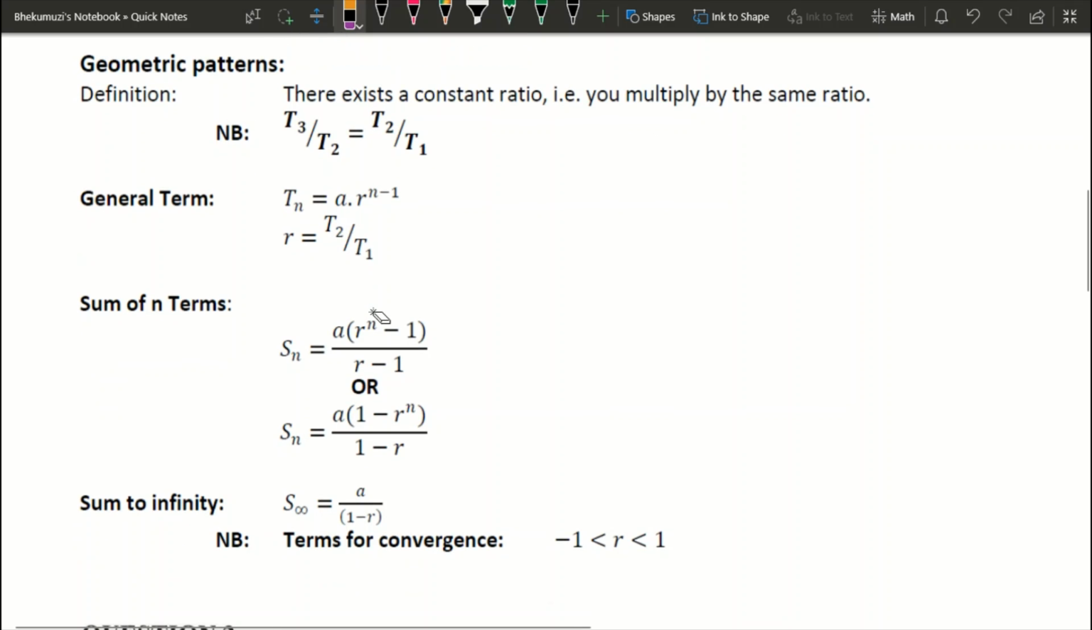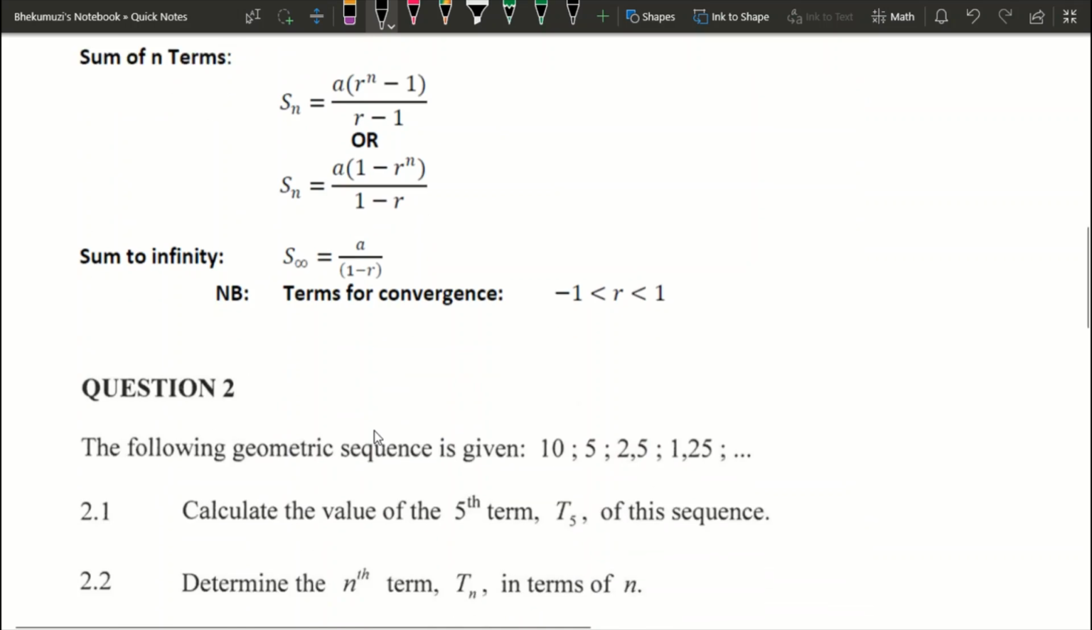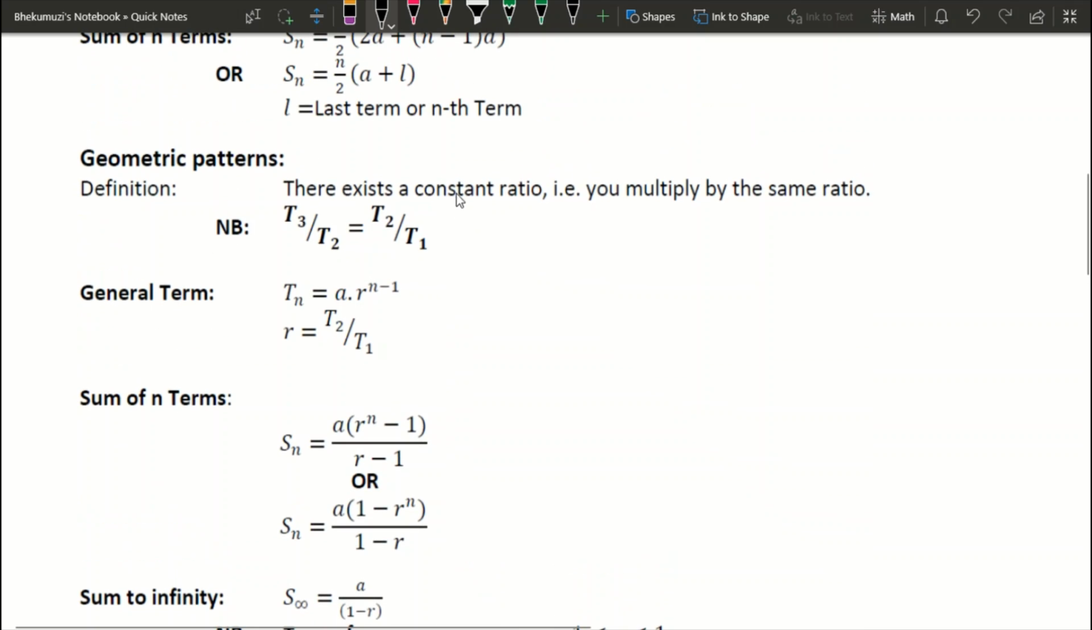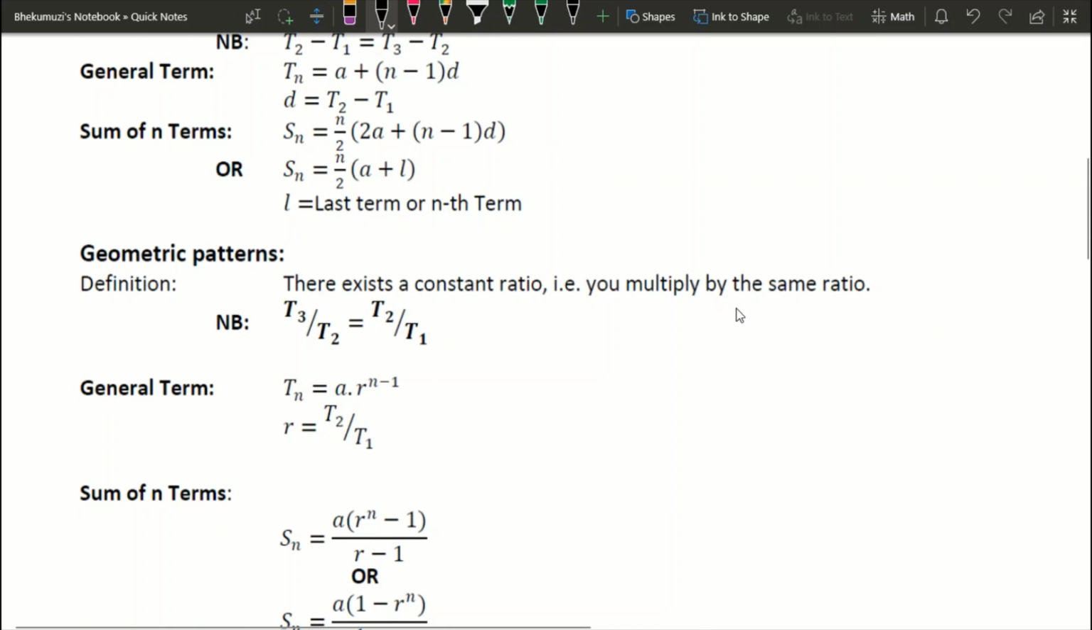Now we move on to the next part. As I said, this video is mostly about the theoretical part of series and sequences, but we will also look quickly at the end at some questions. Now the last part: we talk about geometric patterns. The definition of a geometric pattern is that there exists a constant ratio.